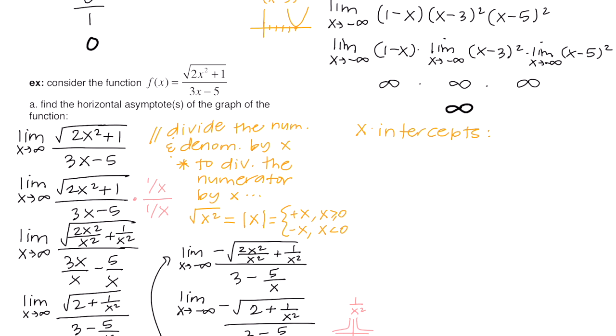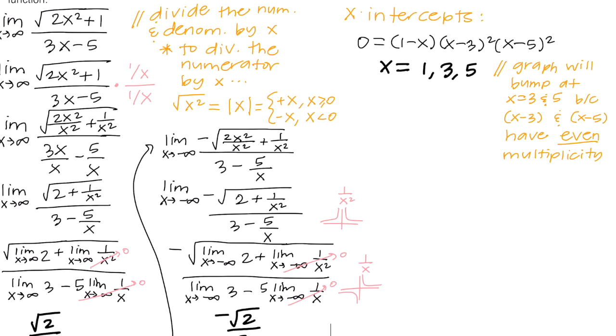To find the x-intercepts, we're going to plug in 0 for y. So first we have 1 minus x equals 0. When you add x over, you get x equals 1. Next, when we set this equal to 0, we're going to get x equals 3. And last, we're going to get x equals 5. And I made a note, the graph will bump at x equals 3 and 5 because these factors have even multiplicity. And that's because their powers are even. If the powers were odd, the graph would cross through at those corresponding x values. But because the powers are even, the graph will bump there.